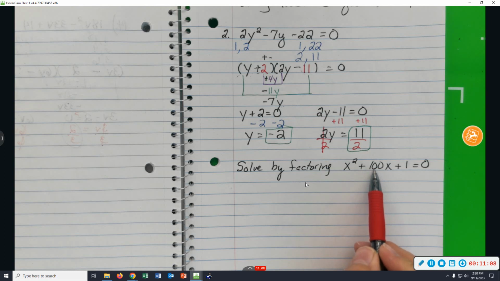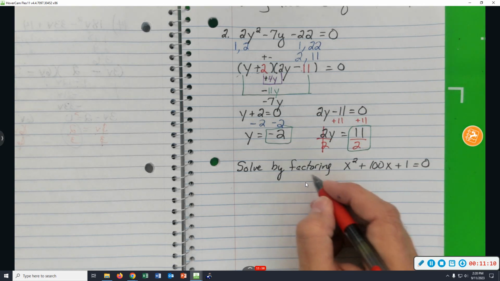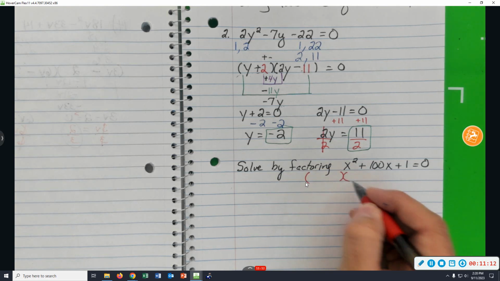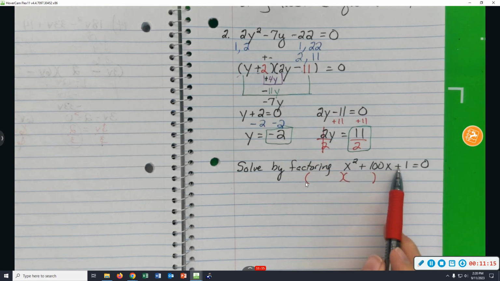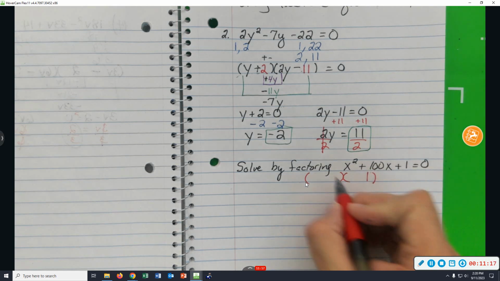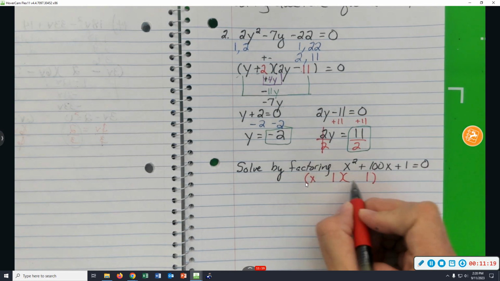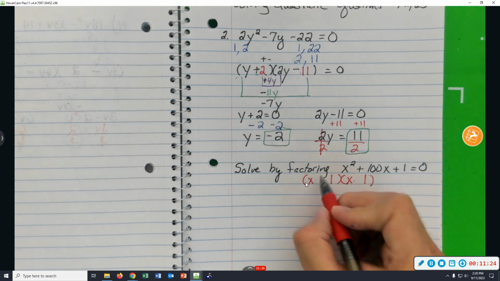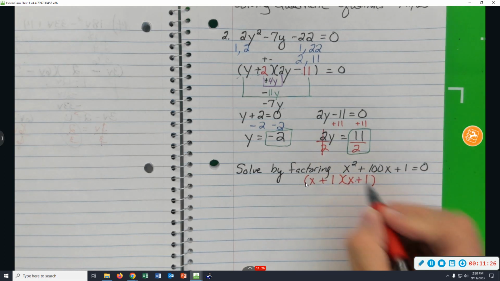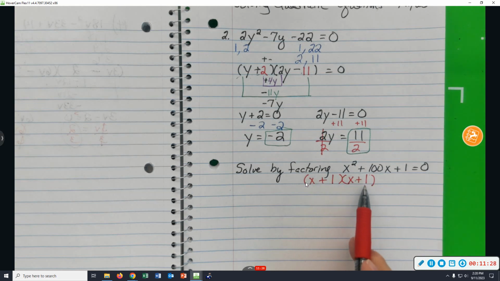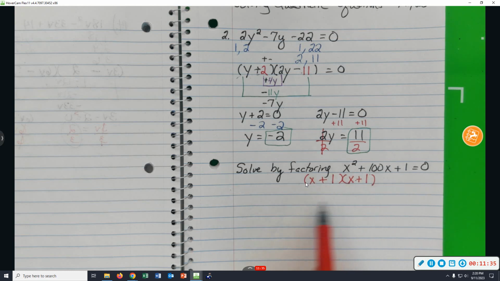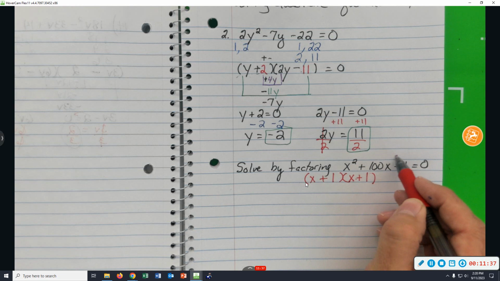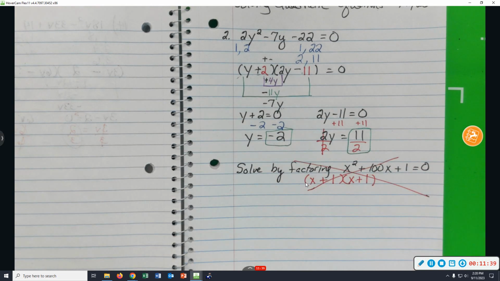Just no. Because all you could do is what? If you're going to try to factor it using our rules, 1 times 1, x times x, and what signs would we have? Both plus. So if we FOIL this out, we're not getting 100x as our middle term. What are we getting? 2x? There's just no way this can be solved by factoring because it can't be factored.